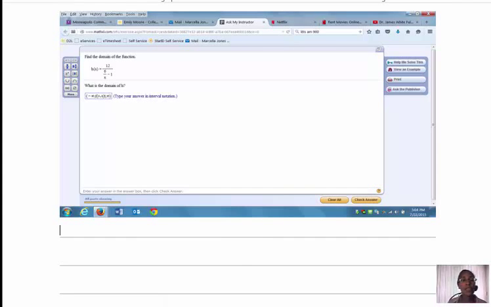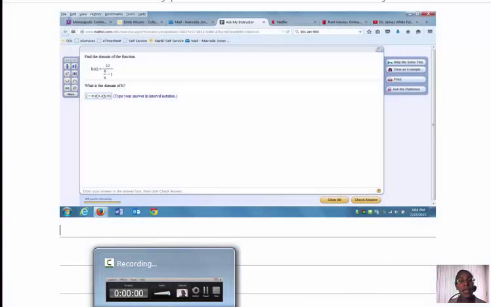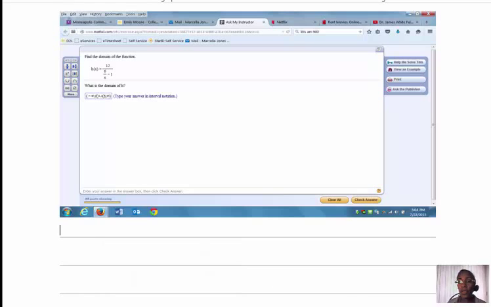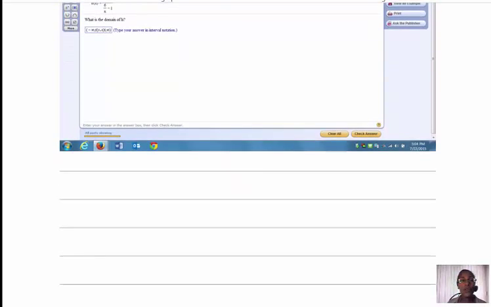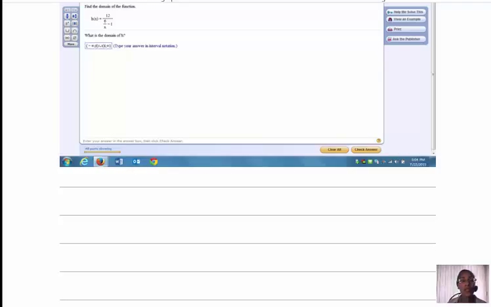All right, let's take a look at solving this problem. We want to find the domain of h of x, which is 12 over 6 over x minus 1. The answer entered in here is incorrect. So let's take a look at how to obtain the correct solution.